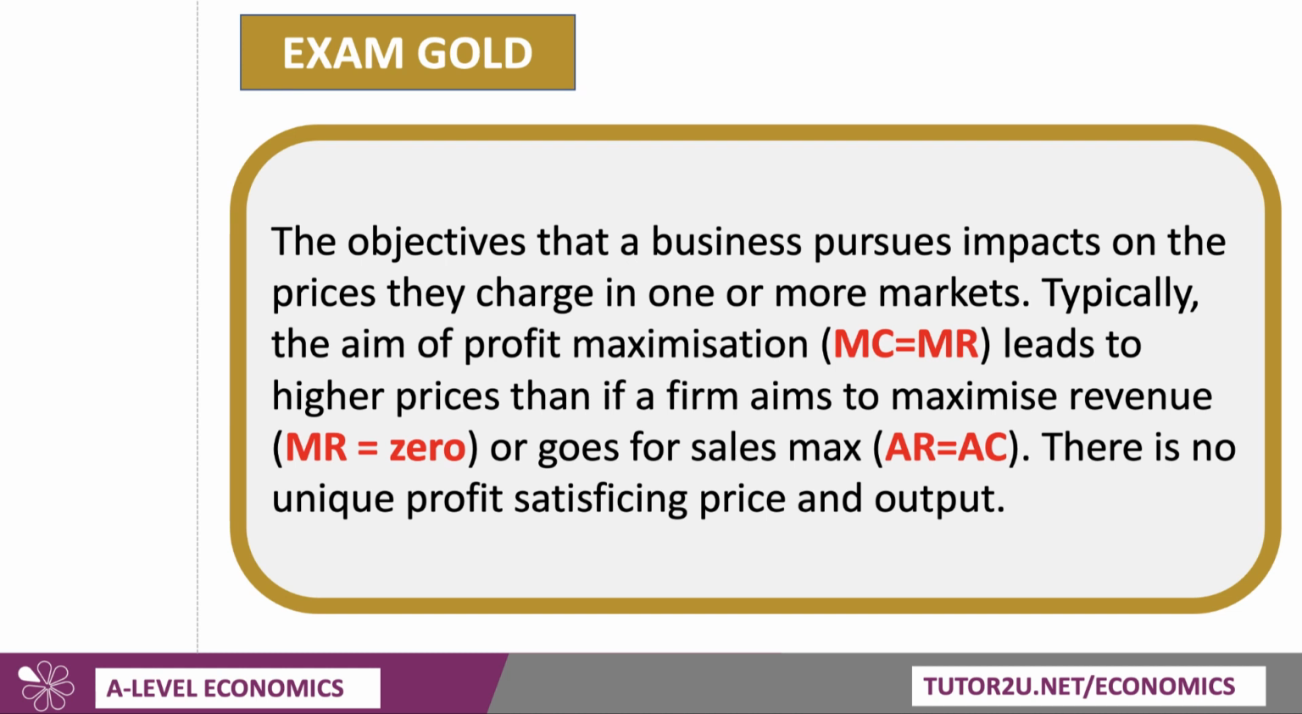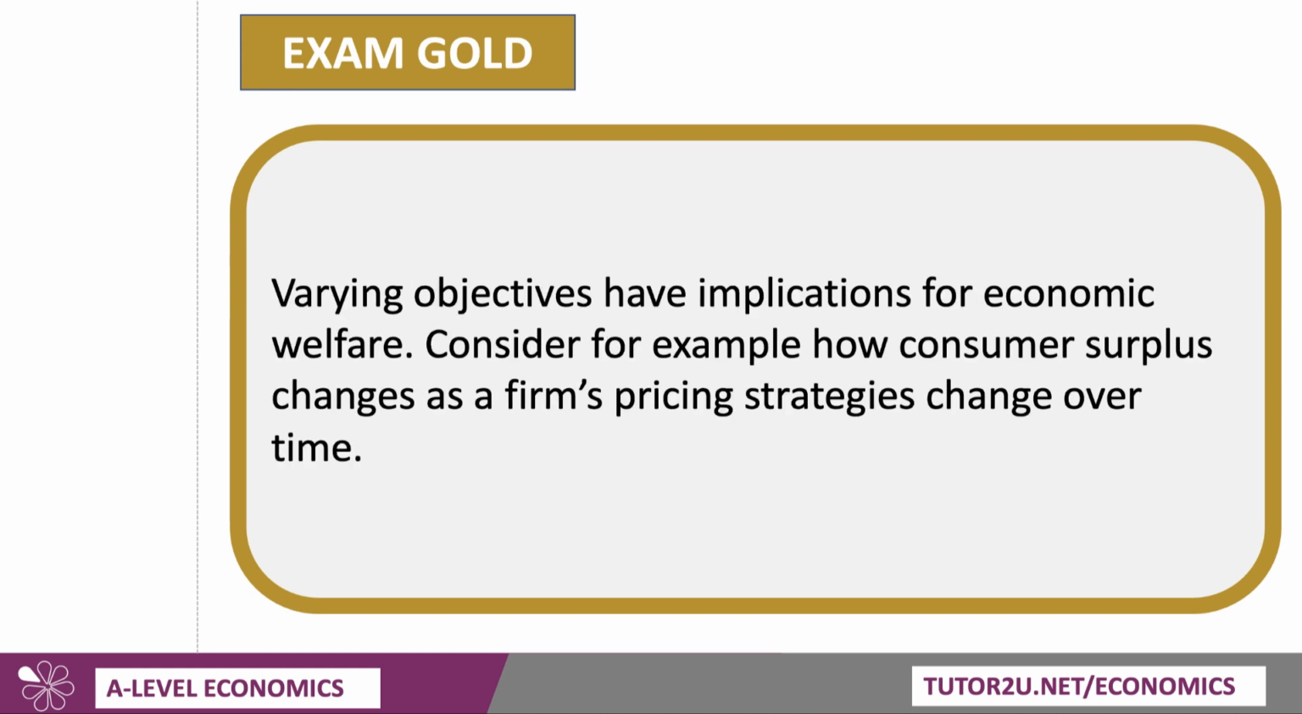Now typically, the aim of profit maximization, which is where marginal cost equals marginal revenue, that leads to higher prices than if a firm was to aim to achieve maximum revenue, which is where marginal revenue is 0, or goes for growth max, sales maximization, where they make normal profit, where average revenue equals average cost. And we'll also talk about profit satisficing on this diagram. There is no unique profit satisficing price and output. So here's a great diagram where you can show all 4 different objectives in one.